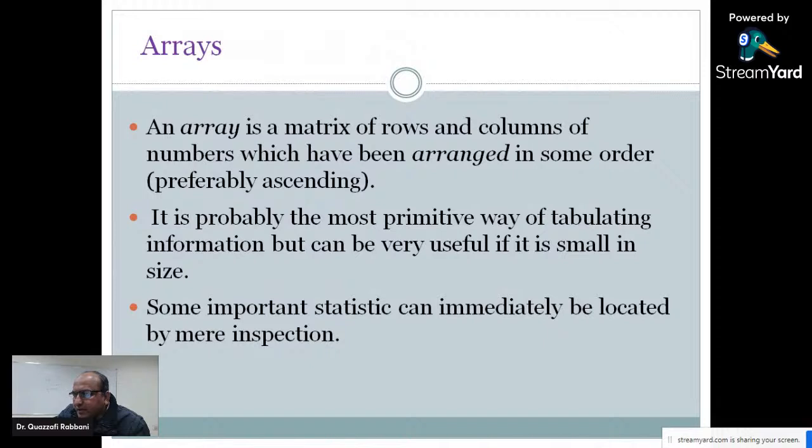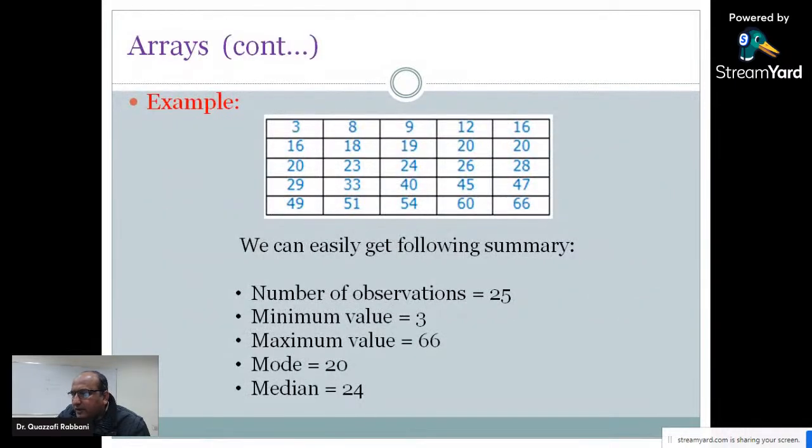This is the array. An array is a matrix of rows and columns of numbers which have been arranged in some order. Similarly, if we have a single observation and this data has been arranged in either increasing or decreasing order in the matrix form, then it will give more and more information related to the data. Here is an example of arrays.